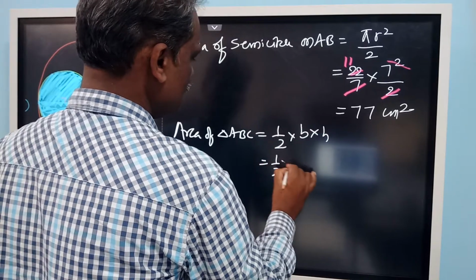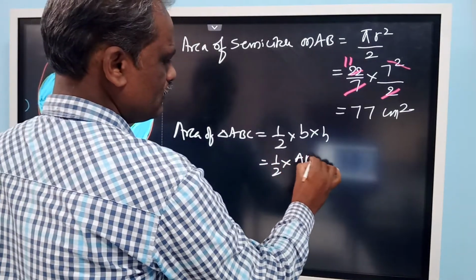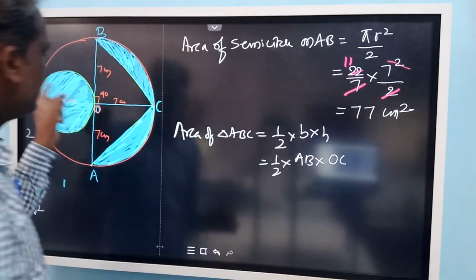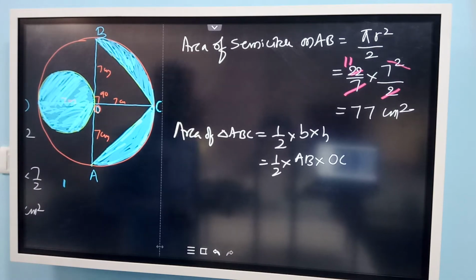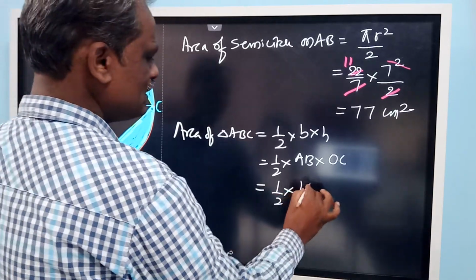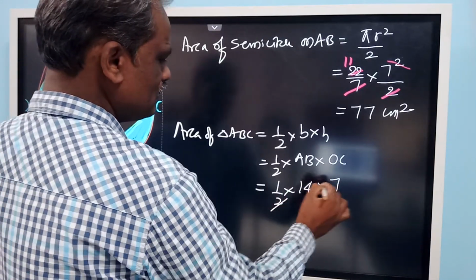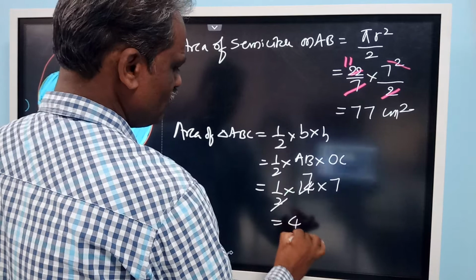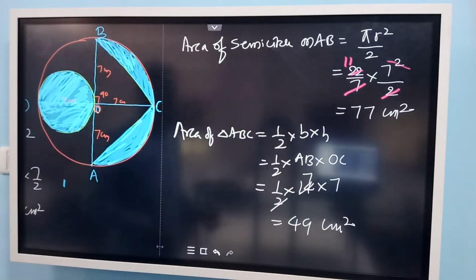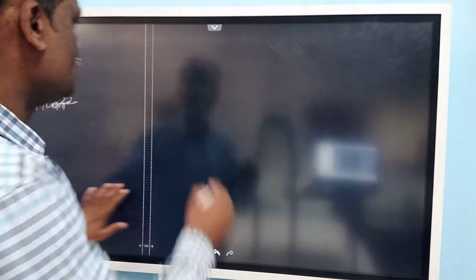So 1 by 2, base I take as AB, and the altitude is OC because they are intersecting at right angles. So now you can substitute here 1 by 2, AB as 14 centimeter, OC as 7 centimeter. 2 1s are 2, 7 7s are 49 centimeter square. This is the area of the triangle. So now you can write the area of the shaded portion.